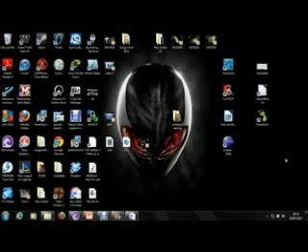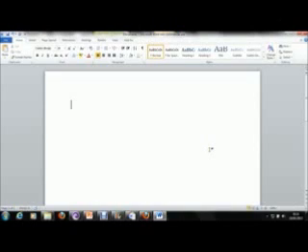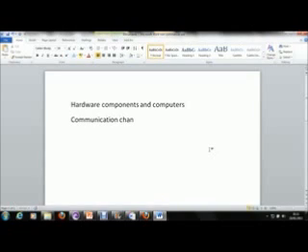So what is a network? A simple definition of a network is a collection of hardware components and computers interconnected by communication channels that allow sharing of resources and information.